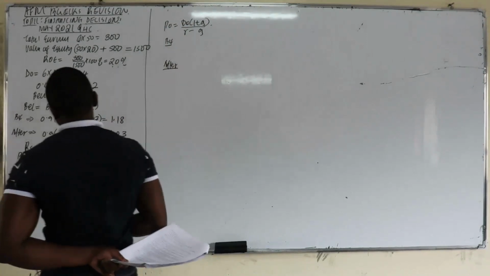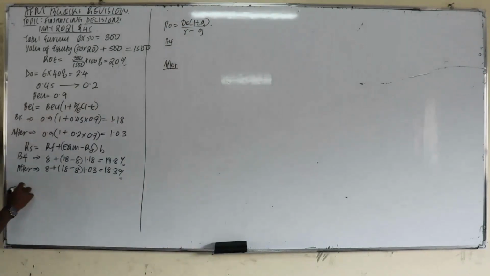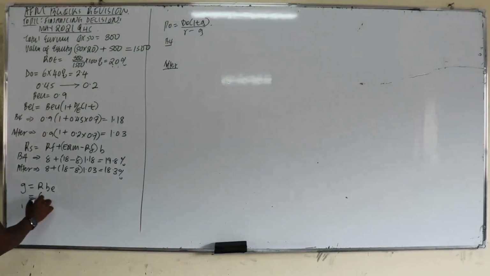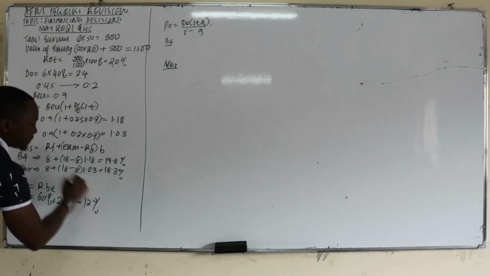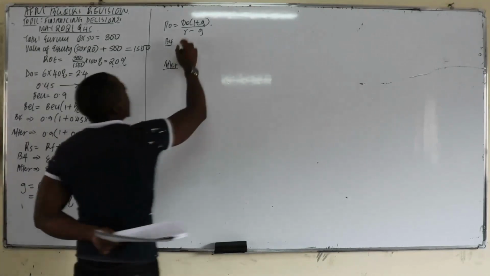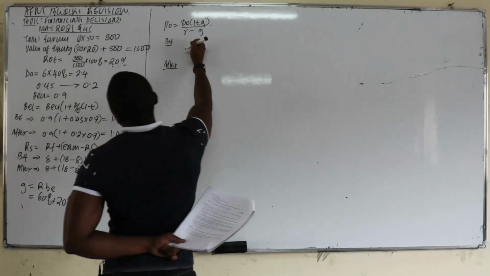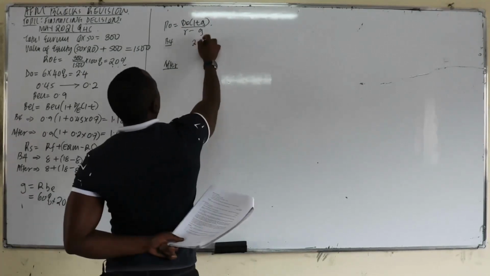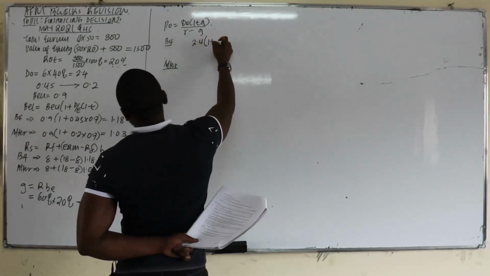Number one, we need to determine the growth rate. Growth rate is r times b. How much is the retention ratio? 60%. r is the return on equity. How much is the return on equity? 20% of 60%, that's 12%. Good. So D0, how much is our D0?